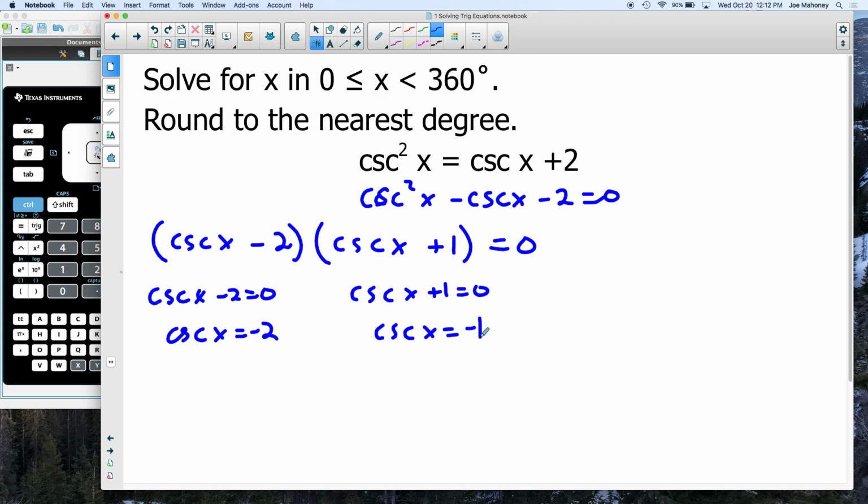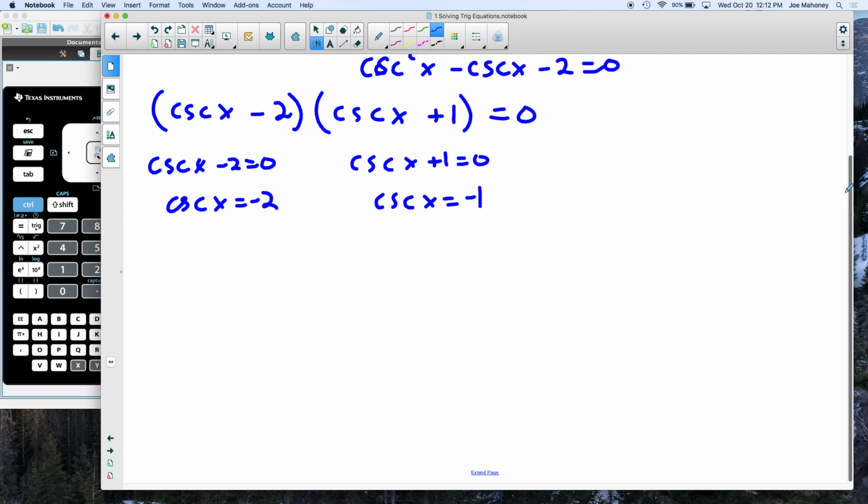Now, remember that the cosecant function is the reciprocal of the sine function. So what these equations tell me is that if I'm using cosecant, let's take the reciprocal of both sides. So the reciprocal of cosecant is sine. So this becomes sine x equals, take the reciprocal of 2 and get 1/2.